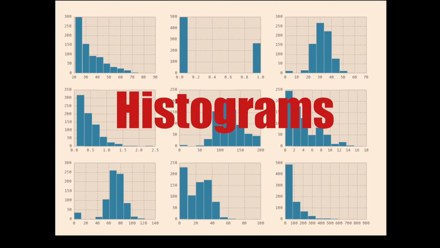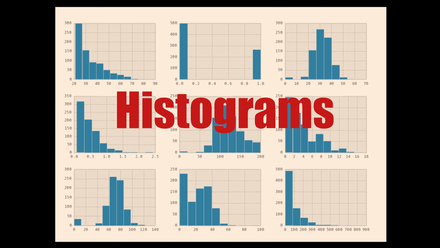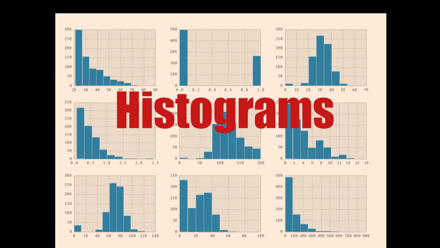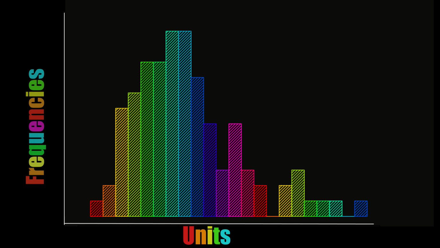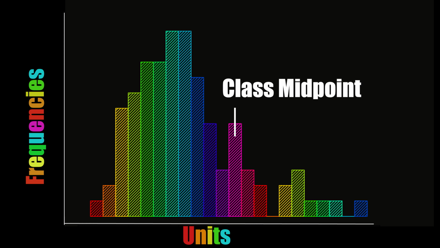We will now look at how to graph a frequency distribution table using histograms. On the x-axis, we will have all the units being measured, and on the y-axis, we will have all the frequencies. The bars can be centered around the class midpoints or the class boundaries. There is no set standard.